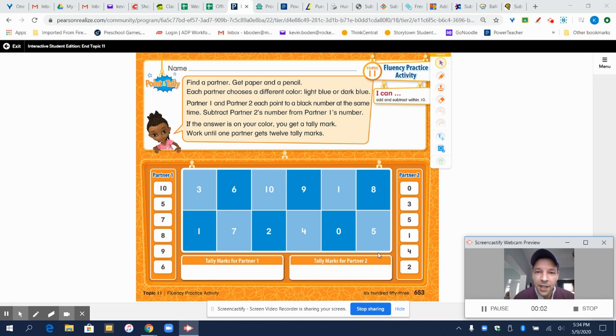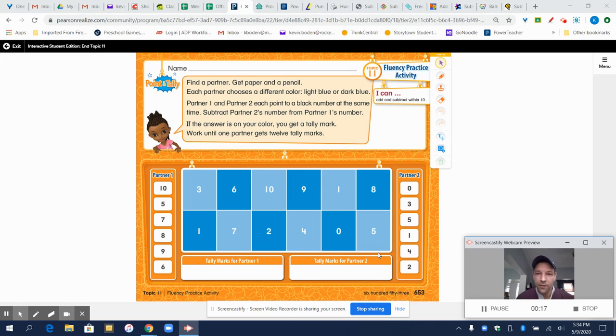Hey guys, we made it to the end of chapter 11. So we're going to review today. We're going to go through, it's only a front and back page actually, but I'm going to show you what we'd be doing if we were back in class.